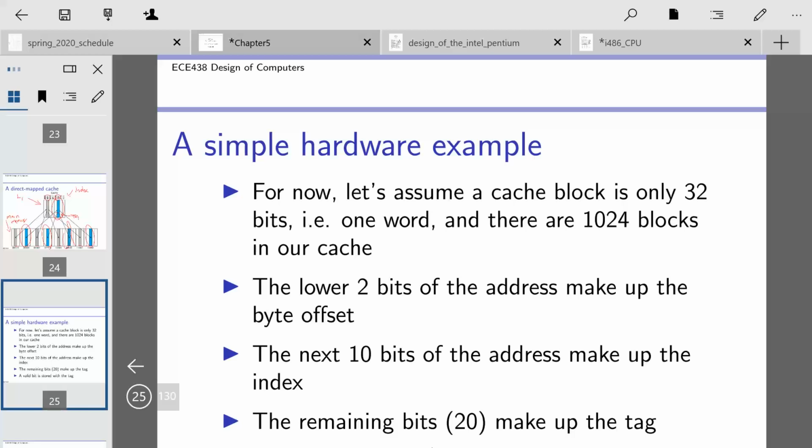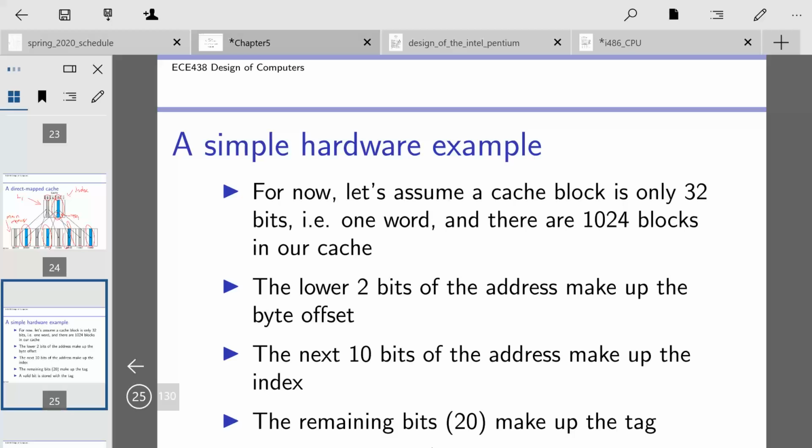So let's look at a simple hardware example. For now, let's assume that a cache block is only 32 bits, i.e., one word. So if we have a 32-bit processor, our cache block is only one word. Let's say there are 1024 blocks in our cache, so we have 1024 words. Each word is 4 bytes, so this is a 4 kilobyte cache, which might be common for an embedded processor.